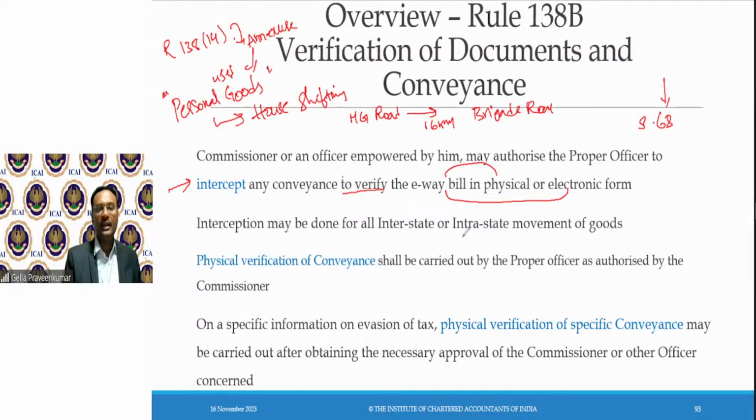Interception may be done for all intrastate and interstate movement. Physical verification of conveyance shall be carried out by the proper officer as authorized by the commissioner. So verification of conveyance is a right of the proper officer.